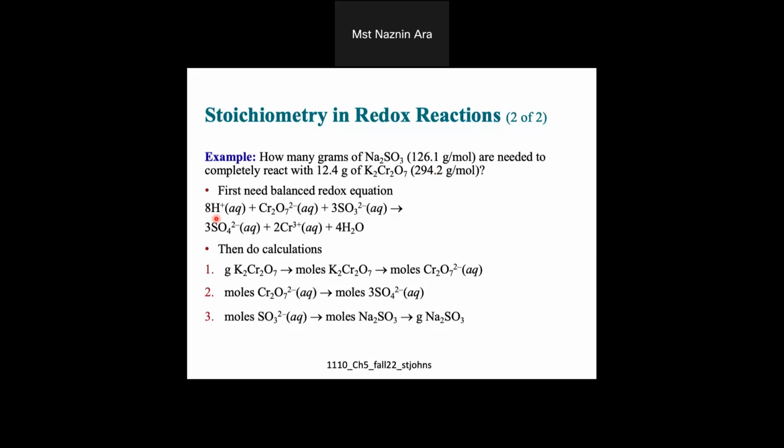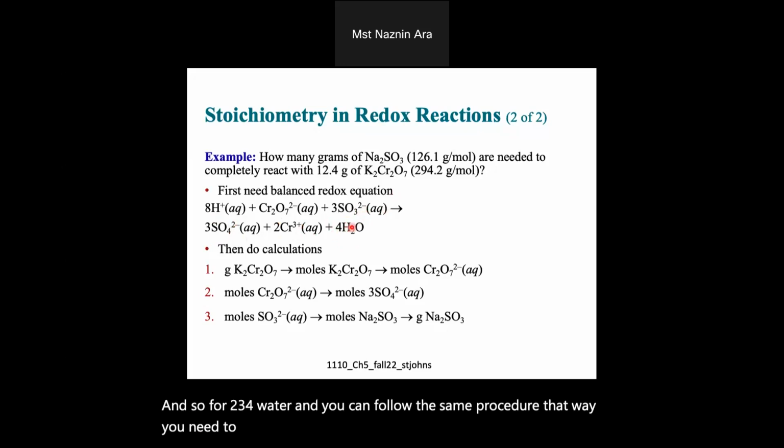So Cr2O7, SO3, and SO4, Cr, and water. You can follow the same procedure that way. You need to write the equation and then you need to balance it. Then do the calculations.